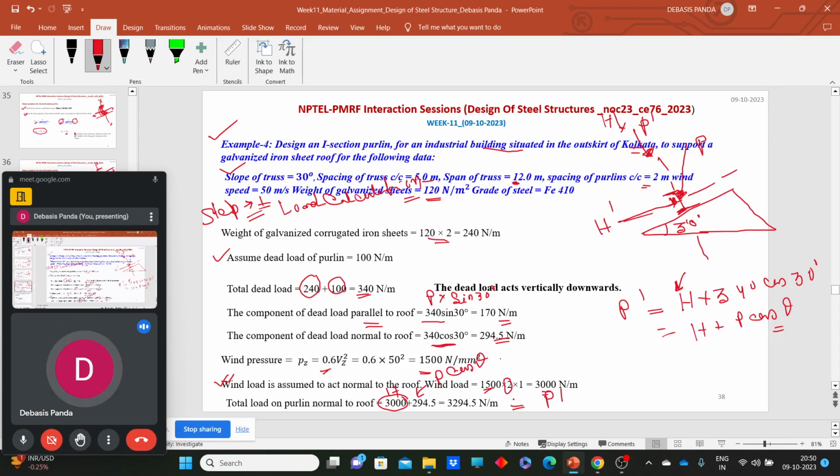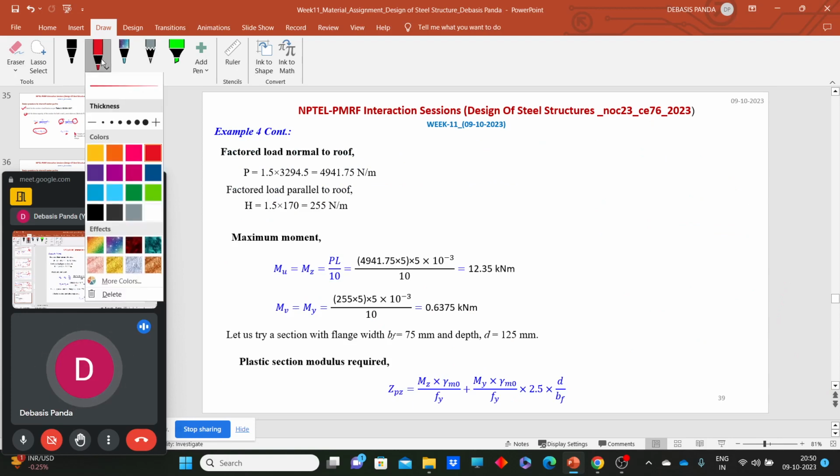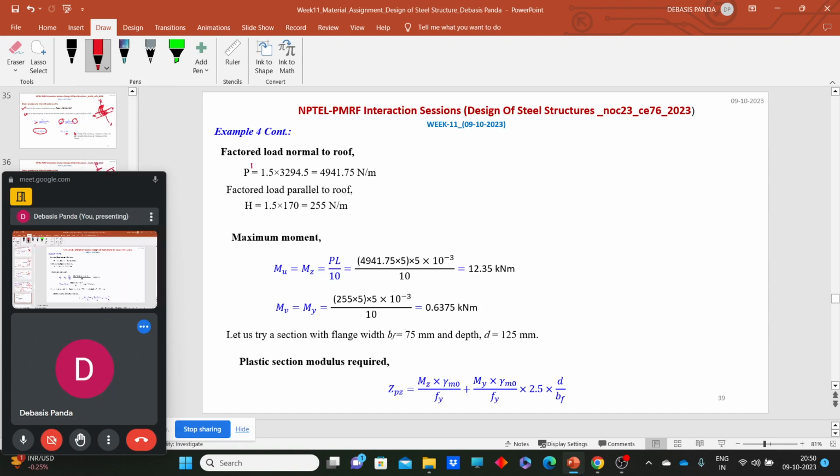So that is the total load. Now we need to calculate the factored loads. Here we can calculate the factored load with respect to both the directions. Instead of P dash, I have written P here. So you can write P dash is equal to 1.5 times the load normal to the roof, and this is your H dash. Now we can calculate the maximum moment Mu or Mz, that means with respect to the uu or zz axis, whatever we want to assume the axis here.